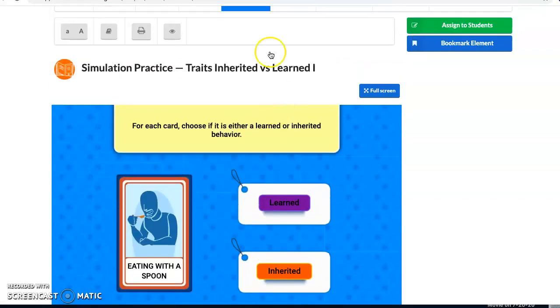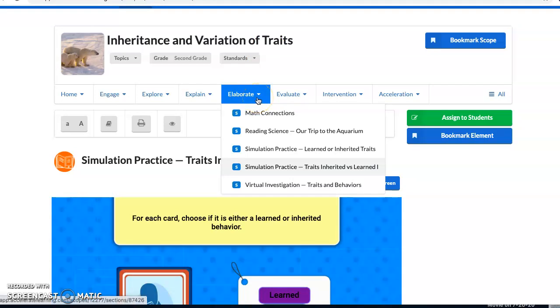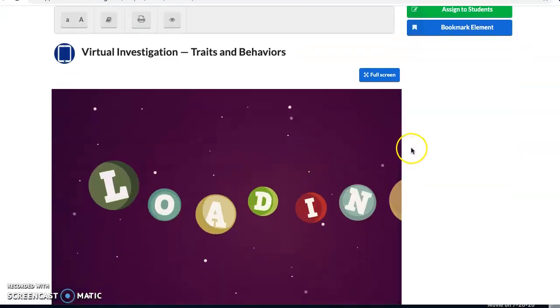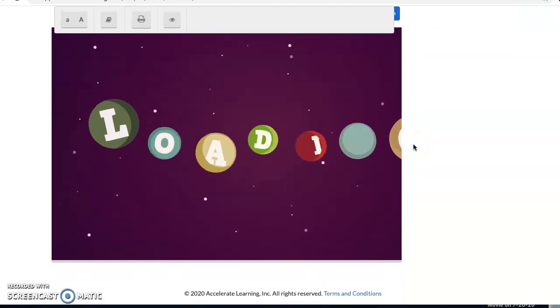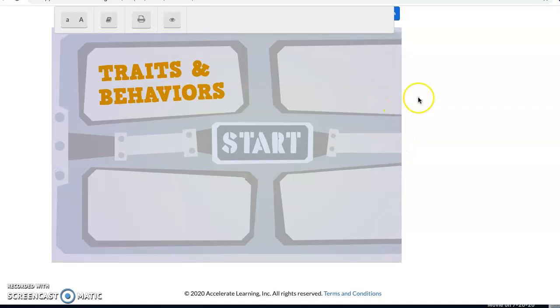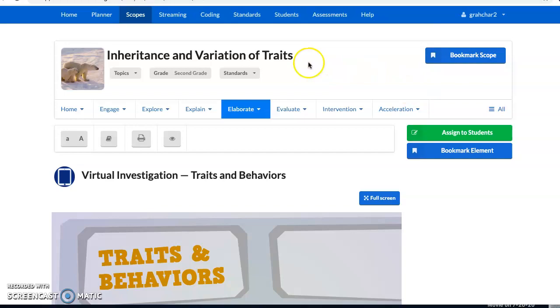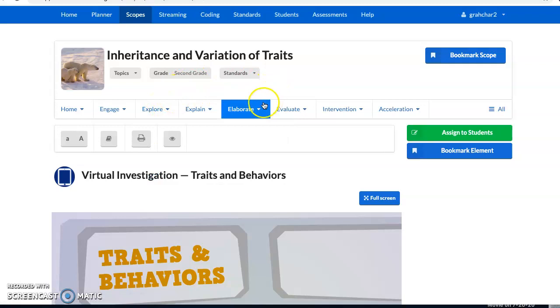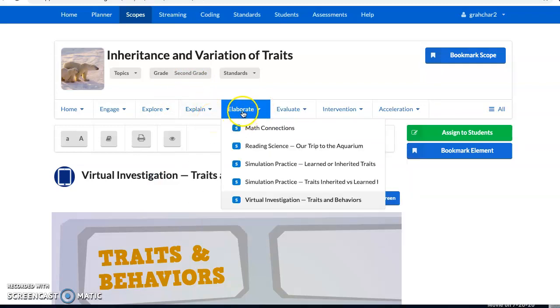Actually, it looks like those might actually be the same. Then there's a virtual investigation. So this might be something that could be done alongside, or, if we had to, in place of what would typically be done hands-on during Explore. But when possible, we want to do some modified Explore activities virtually, but this would be something students could engage in if need be.